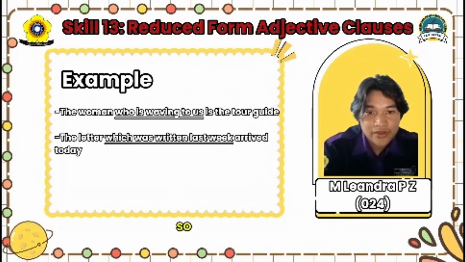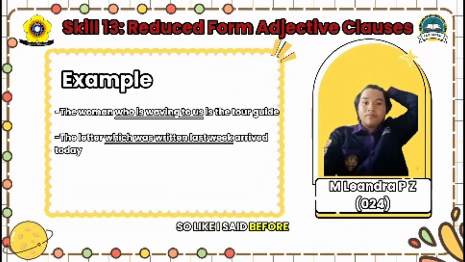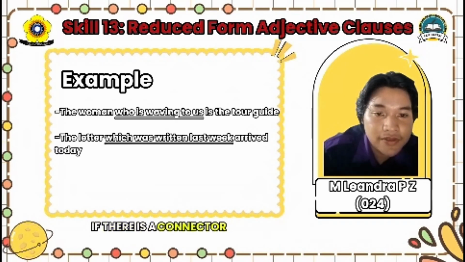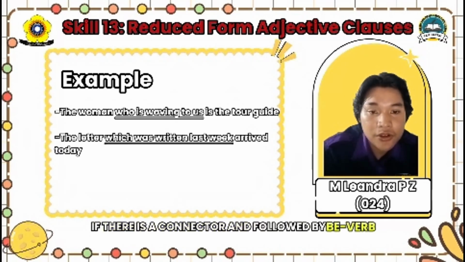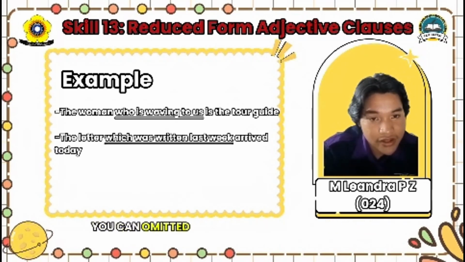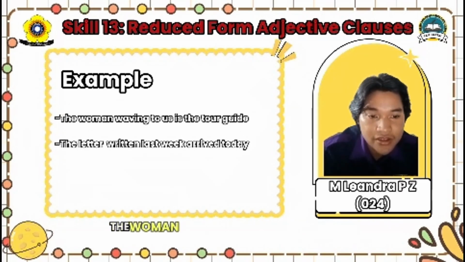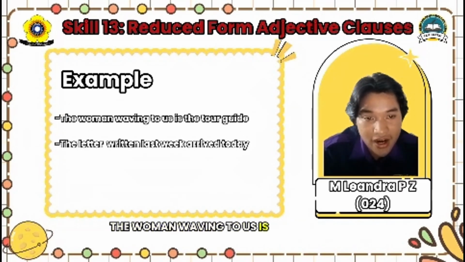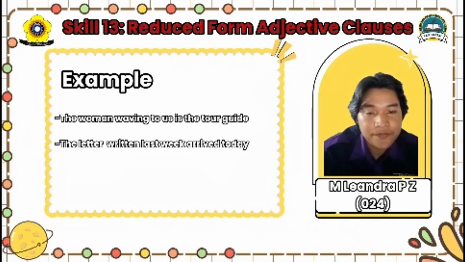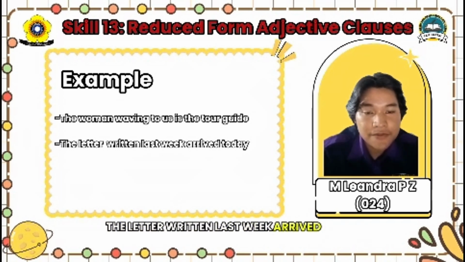So, like I said before, if there is a connector followed by a be verb, you can omit them and it becomes a reduced form. The woman waving to us is our tour guide. The letter written last week arrived today.